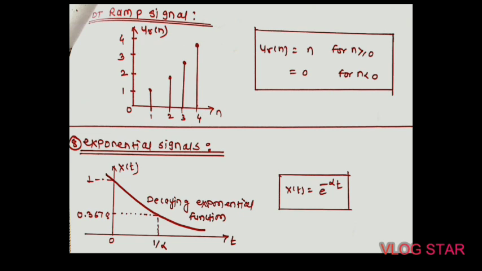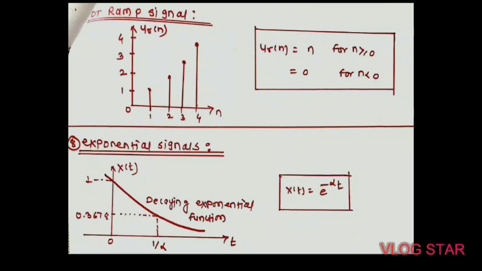A discrete time unit ramp signal is denoted by u of n. Its value increases linearly with the sample number n, and mathematically it is defined as u of n equal to n for n greater than or equal to 0, and u of n is considered to be 0 for n less than 0. Graphically it will look like this. Here the amplitude increases by unity, so that's why it is called unit ramp signal.